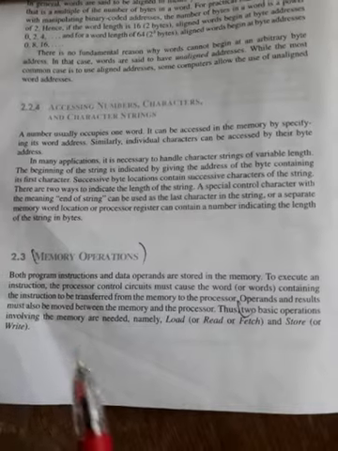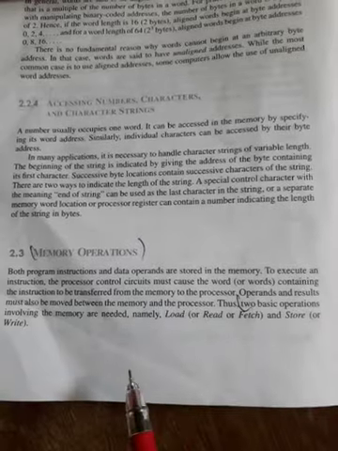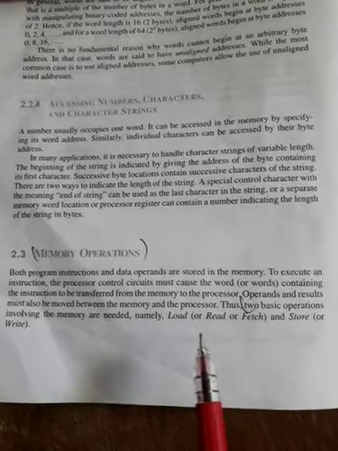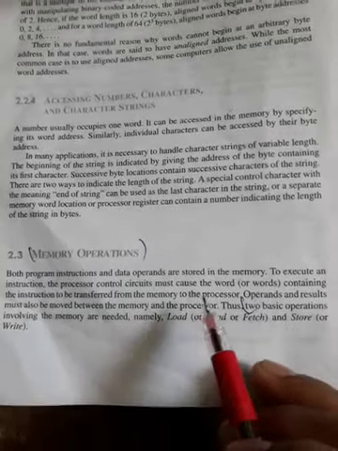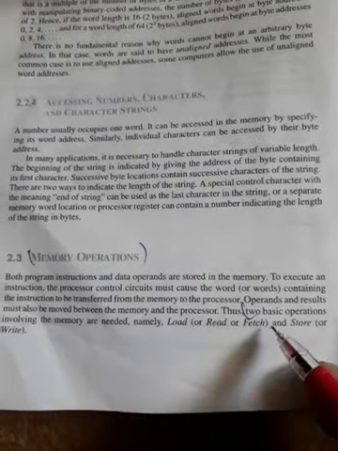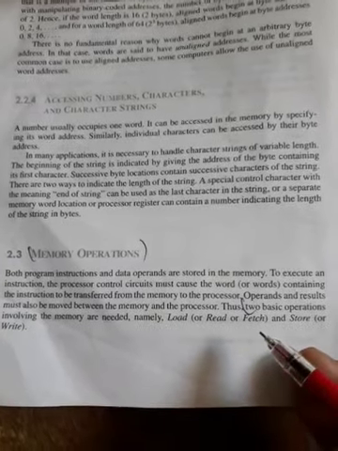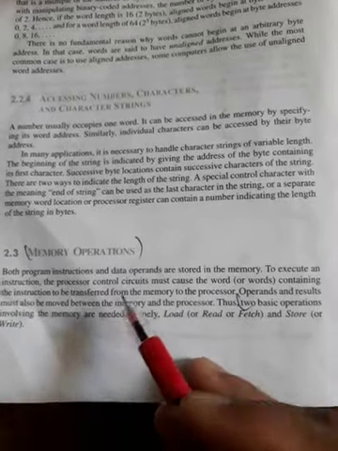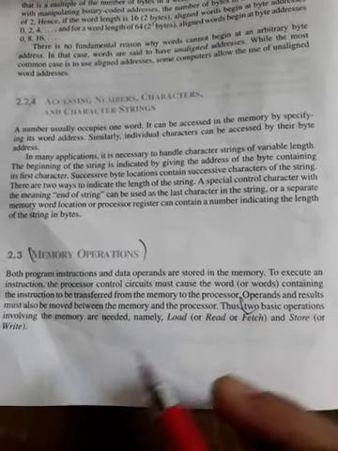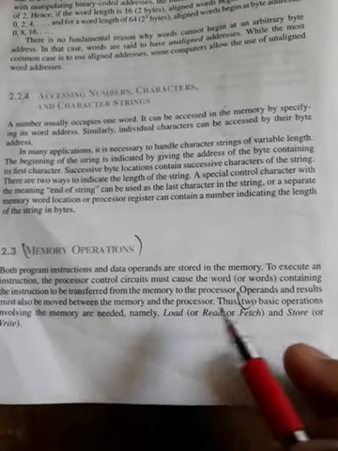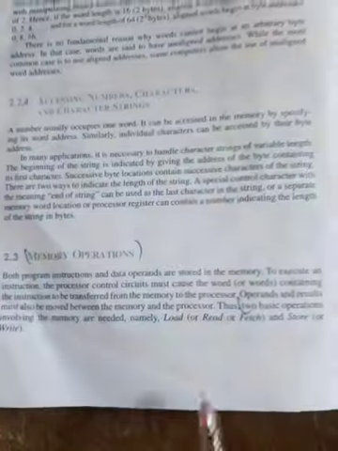So from RAM to processor, how the data is organized and what operations are involved in that, today we will discuss. Both program instructions and data operands are stored in the memory. To execute an instruction, the processor control circuits must cause the word or words containing the instructions to be transferred from the memory to the processor.